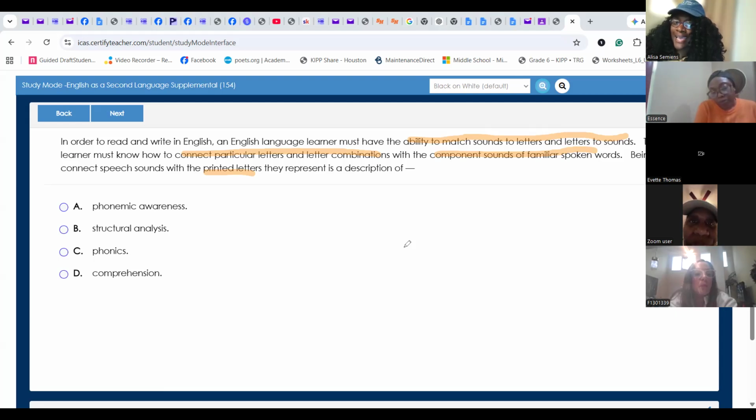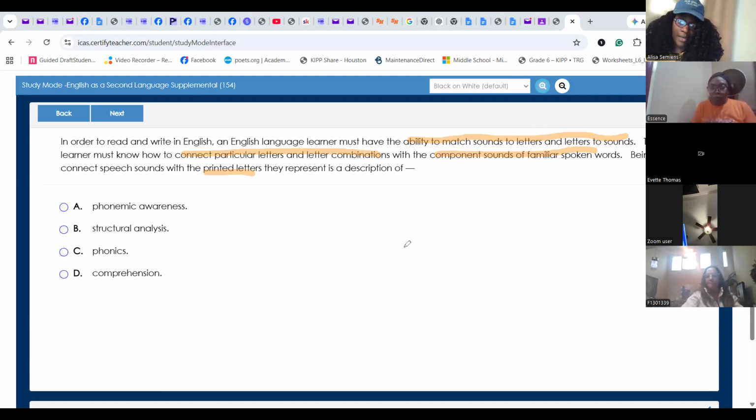So when you think about sounds only, not the letter, just sounds, that is going to be phonemic awareness. Phonemic equals sound awareness. So I literally would write that in my notes. It's only sounds. It's no letters. Structural analysis, we already knew that wasn't right because it's breaking down a word using the prefixes and the suffixes, right? We weren't talking about understanding anything, like understanding an excerpt, so comprehension was out.